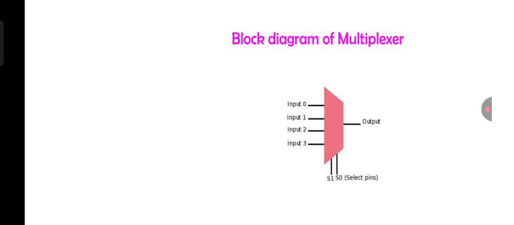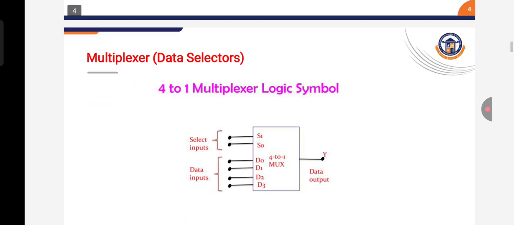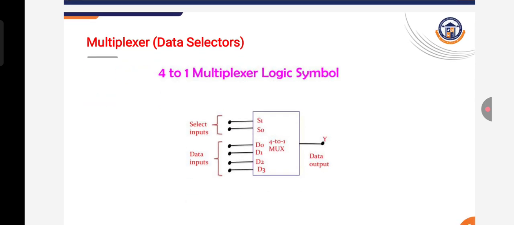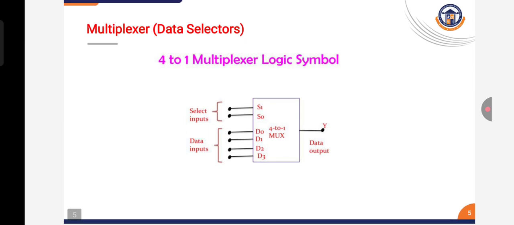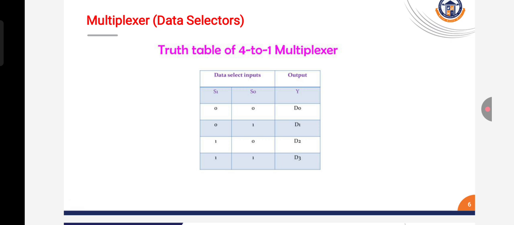For example, two selection lines S1 and S0 and a total of 4 data input lines D0, D1, D2, D3 and a single output line. So for example, a 4 cross 1 multiplexer. This is the logic symbol of a 4 cross 1 multiplexer: two selection lines S1 and S0, the 4 data input lines D0, D1, D2, D3 and a single output line Y. This is the truth table of the 4 cross 1 multiplexer.